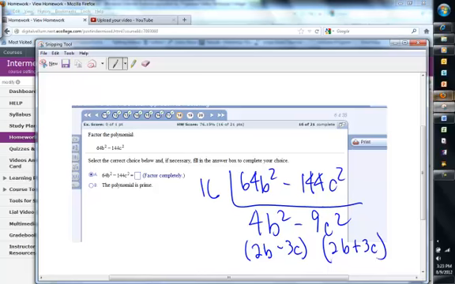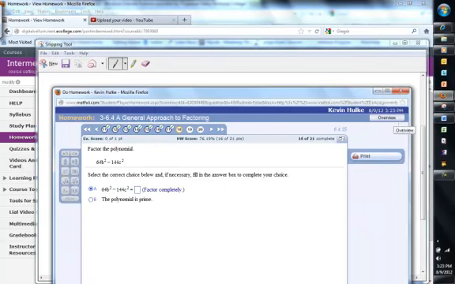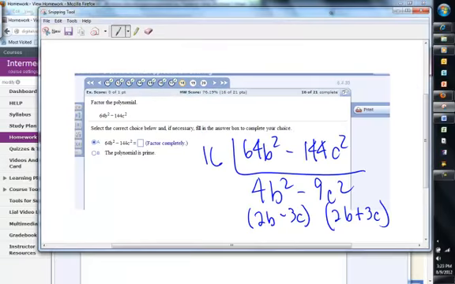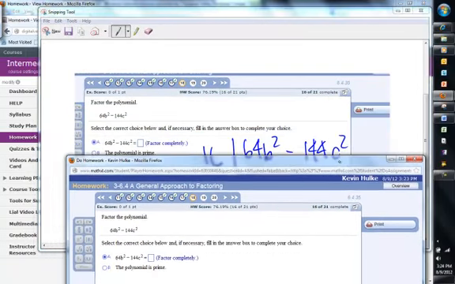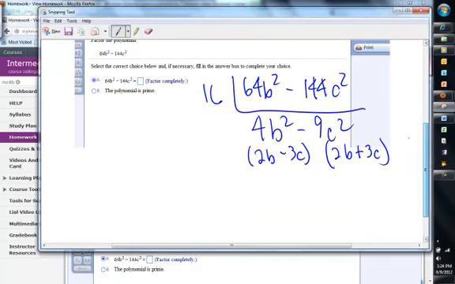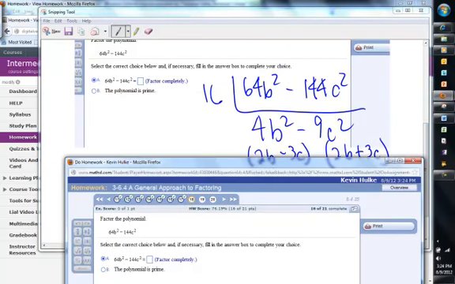Make sure you take out your common factors first, even if you're going to use the calculator to do your work, because otherwise you would have gotten that one wrong if you wouldn't have taken out the 16 first. So we get 16 times 2b minus 3c and 2b plus 3c.